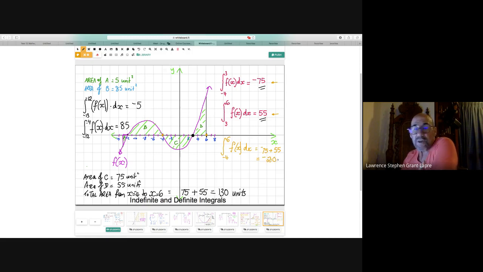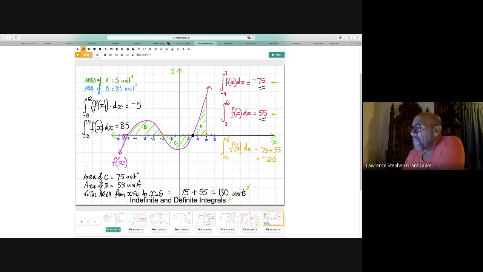Don't say square units. This is not area. It is a definite integral of -20. Notice the area was 130 square units. Oh, I missed the square. The area was 130 square units, but the definite integral is -20. The area underneath the x-axis is actually bigger than the area above the x-axis by 20. How's that?